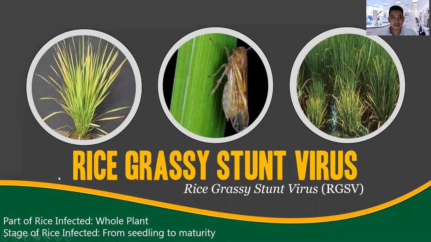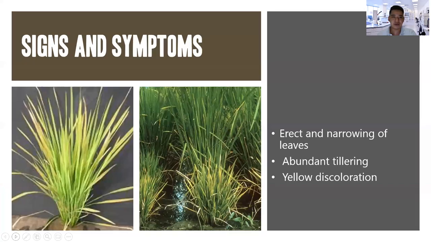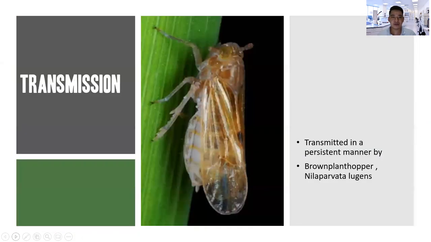So, next naman po is the rice grassy stunt virus or RGSV. So, whole plant din po yung kaya niyang i-infect. From seedling to maturity naman po yung growth stages kung saan natin ma-observe si rice grassy stunt virus. For the signs and symptoms, mapapansin po natin na mukha siyang grass, from the word itself. Then, erect and narrow yung leaves niya po na hindi talaga normal. Abundant tillering, so dahon lang po siya ng dahon. And yellow discoloration. So, yun po yung main distinction po ng ating rice grassy stunt virus. So, naitatransmit din po siya ng ating brown planthopper.